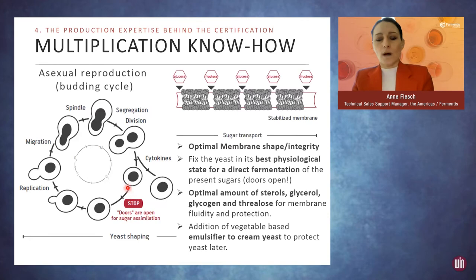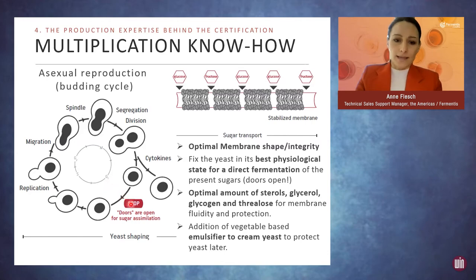So what's important here are different things. First, we are really optimizing the process and the nutrients so that when we stop the multiplication, most of the yeast cells are at that stage of the process. At that stage, the yeast is in a growing phase. It is not in a process of budding, so it has optimal membrane shape and integrity, because when you dry an active yeast that is budding, this could create problems when you dry the yeast. So we are fixing the yeast in its best physiological state for direct fermentation.